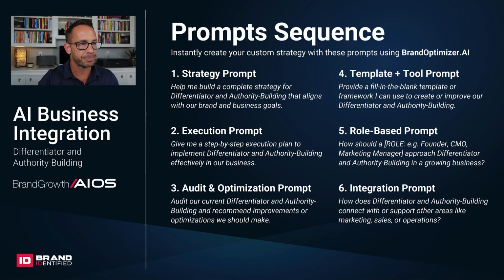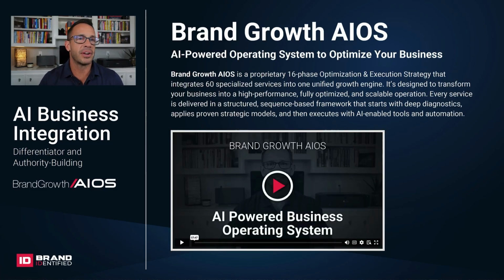So next up is the Brand Growth AIOS. This is an AI-powered operating system to optimize your business, and it's a proprietary 16-phase optimization and execution strategy that integrates 60 specialized services into one unified growth engine. It is designed to transform your business into a high-performance, fully optimized, and scalable operation.